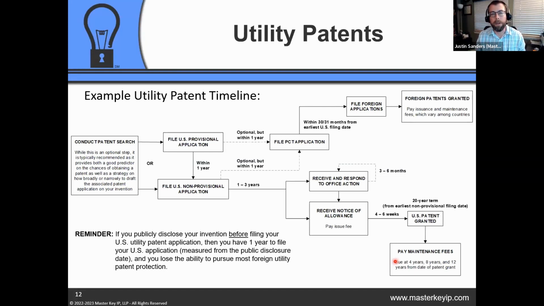But on the other hand, if you decide, you know what, I don't want to pay this maintenance fee because I'm just not interested, or I can't afford it, in other words, if you intentionally decide not to pay a maintenance fee, you cannot revive a patent in those scenarios. So it's only if it just somehow falls through the cracks. If you didn't mean to let it go abandoned, but it did, then you can revive it. But there's no way to extend it beyond that 20-year term.